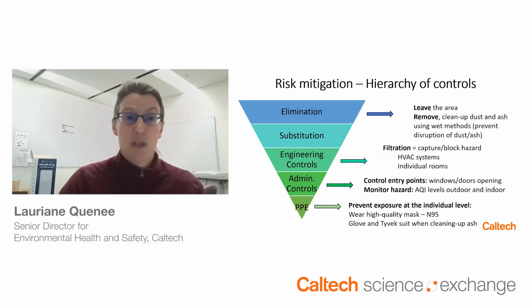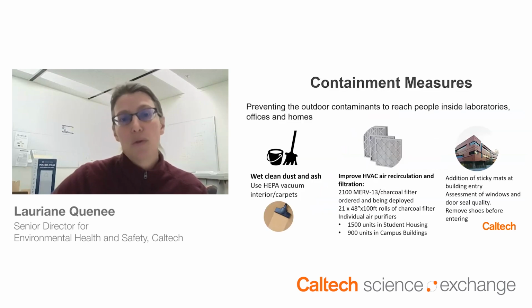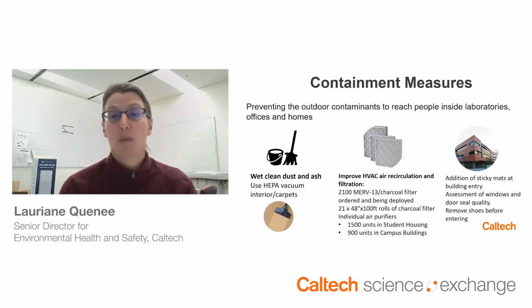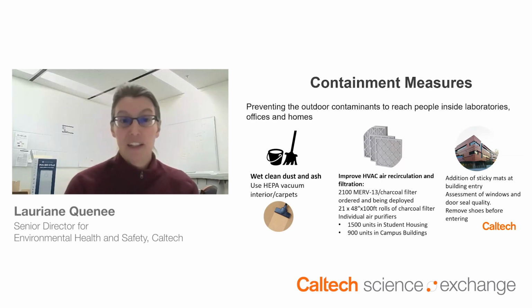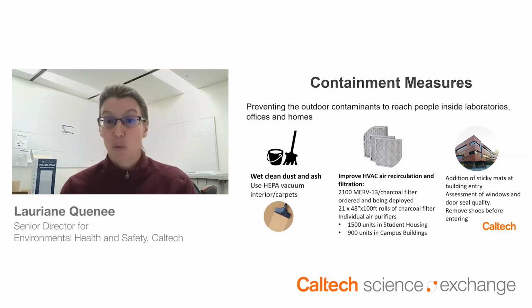And so following the principle of the hierarchy of control, those are a couple of examples of containment measures that we've been applying at Caltech. The idea was to prevent outdoor contaminants from reaching people inside the laboratories, inside the offices, and a lot of those measures can be applied to protect homes as well. So following the principle of elimination, we engage in a very active cleaning of the campus, making sure that we would wet clean the dust, the ash, and remove as much as possible of the source of the hazards.